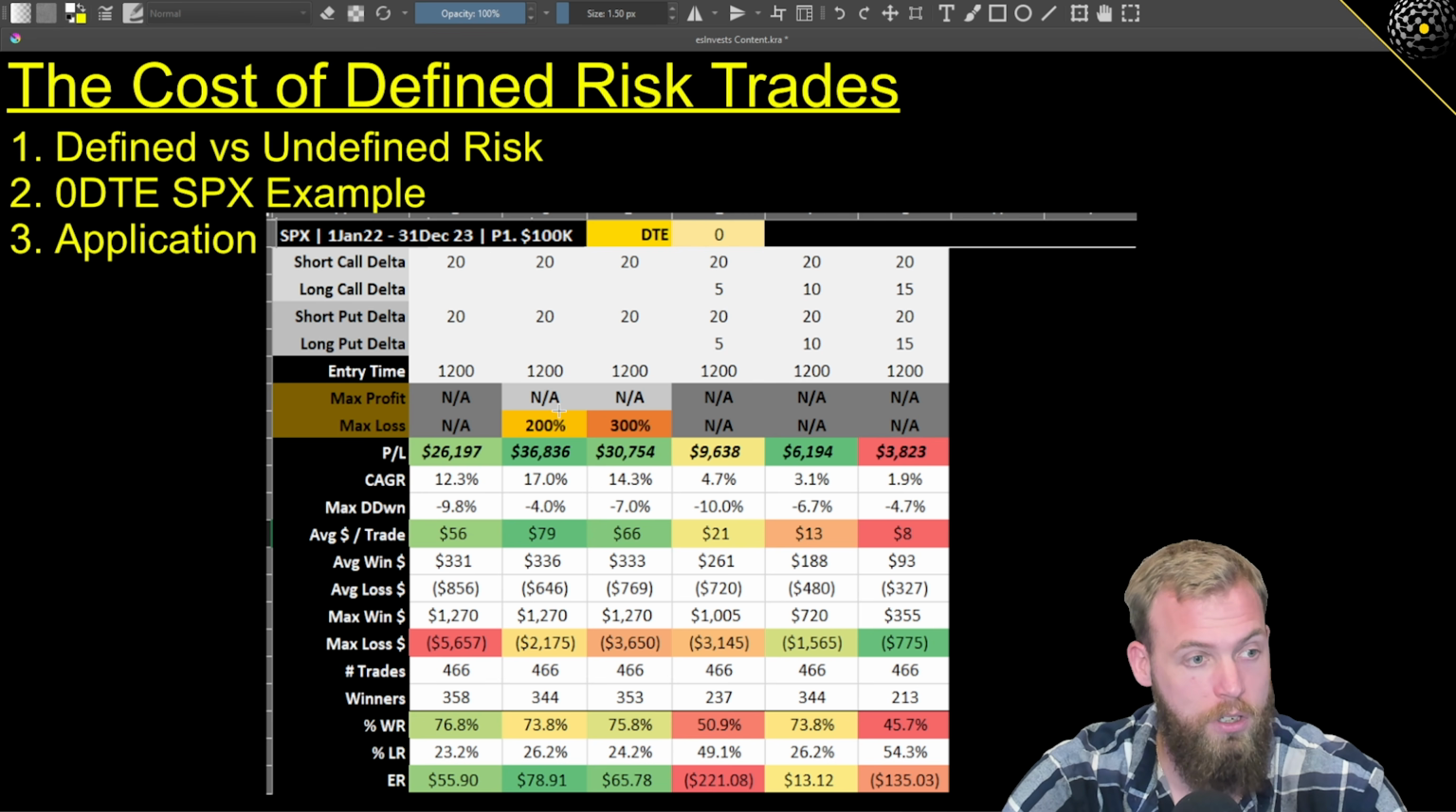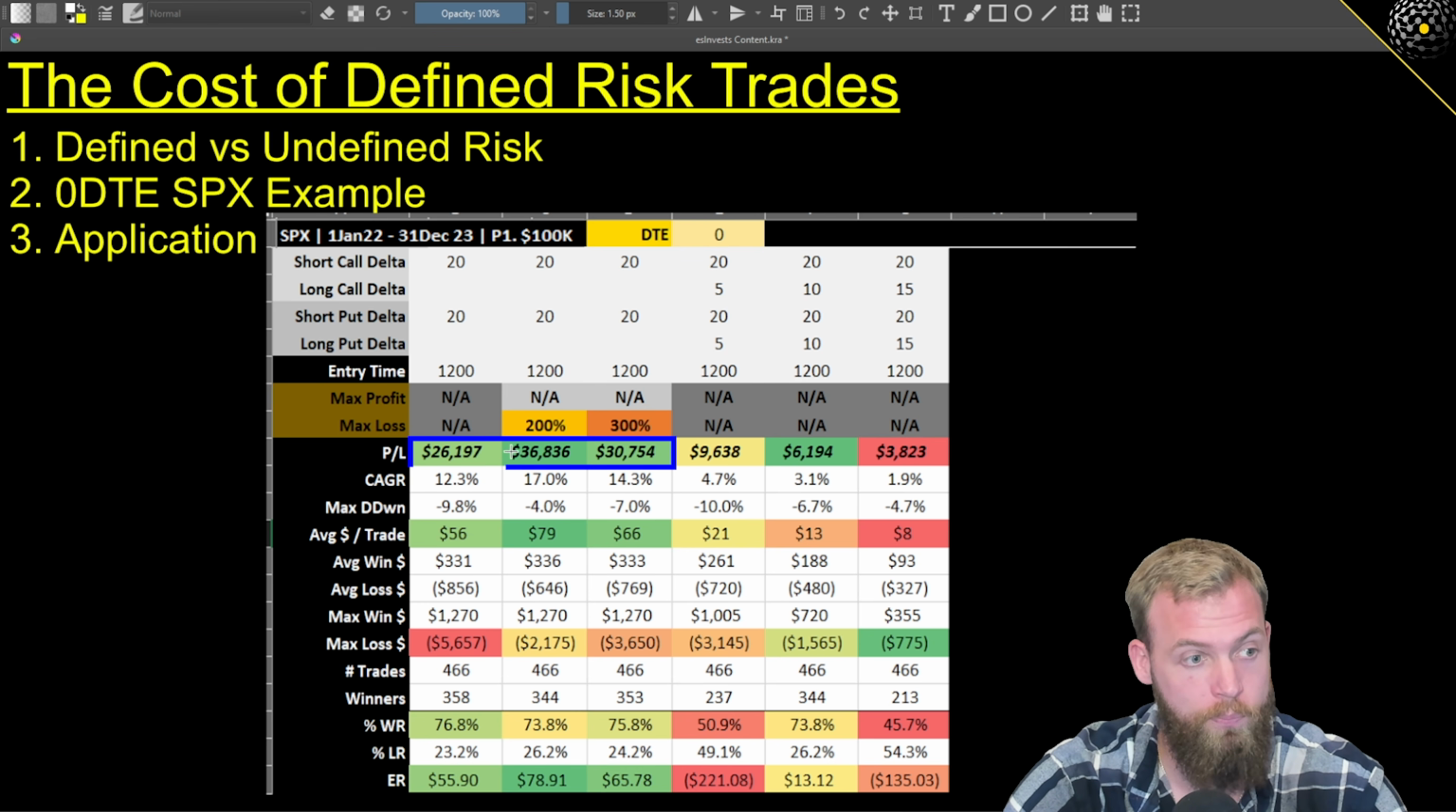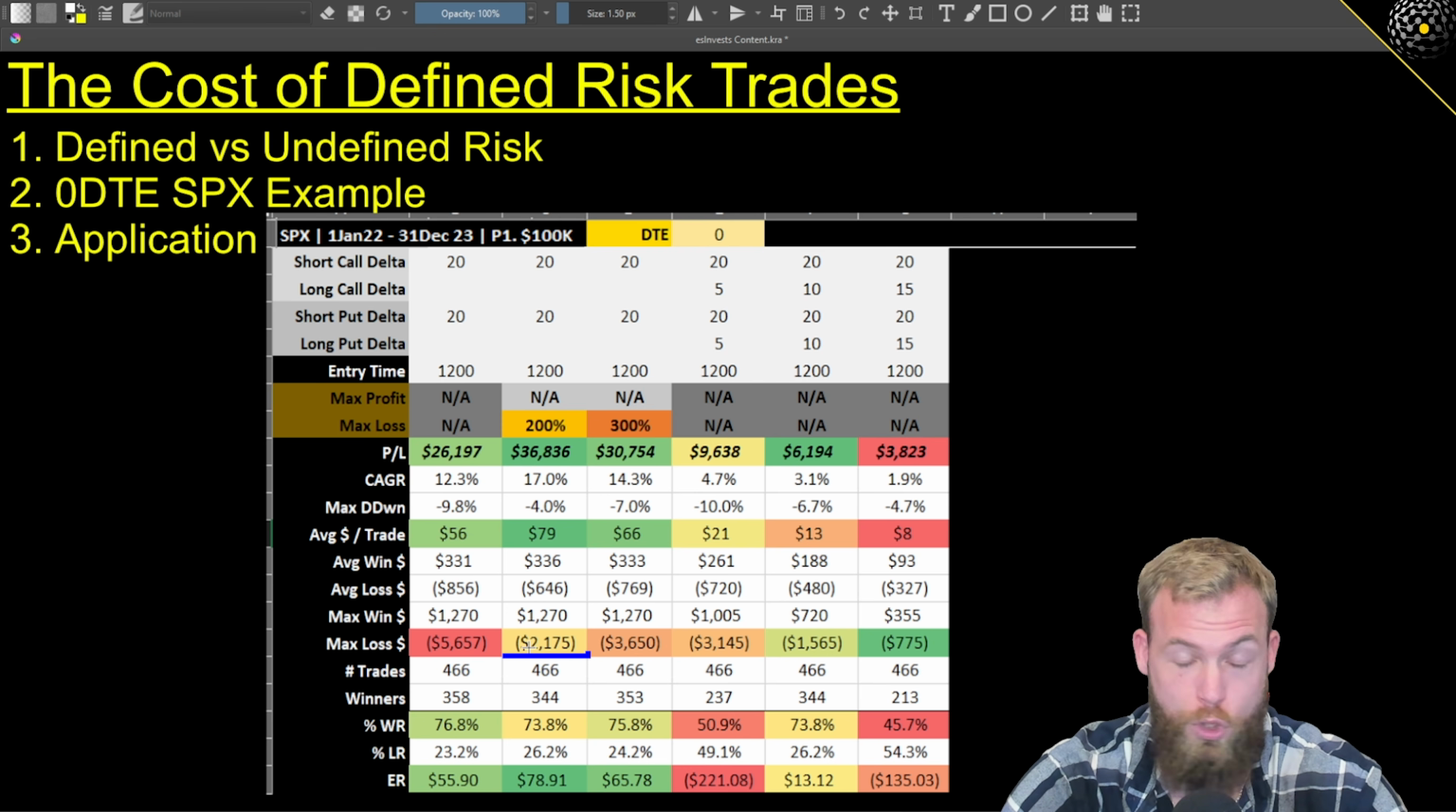Well, if we take a look at a 200% and then a 300% max loss for the 20 delta strangle, notice how good the returns become. Our P&L grows from 26 to 36. Max loss contracts from 5,600 to 2,200. So what's going on here? We're cutting off the tails. If you take a look at the number of winning trades in this scenario, there's 358.